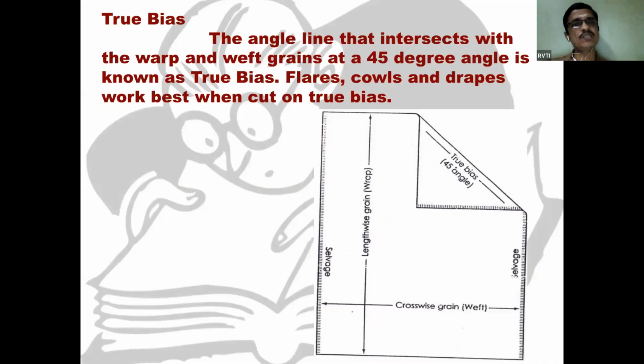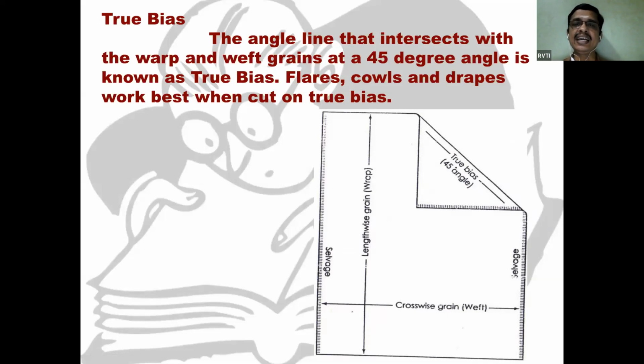So what is the difference between bias and true bias? I can fold the fabric diagonally at any angle, and that is called bias. If I fold the fabric exactly in a right angle triangle like that, at 45 degrees, that is called true bias. So bias means the fabric may be folded diagonally at any angle, but true bias means it should be folded at the exact 45 degree angle.